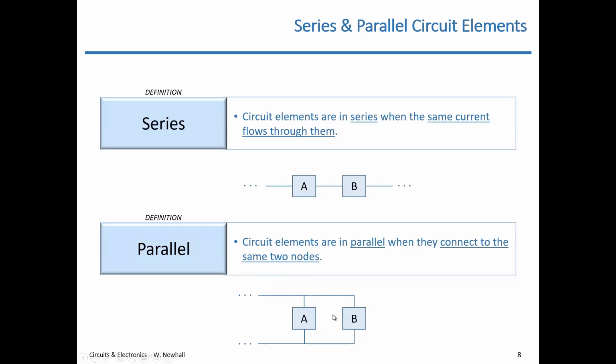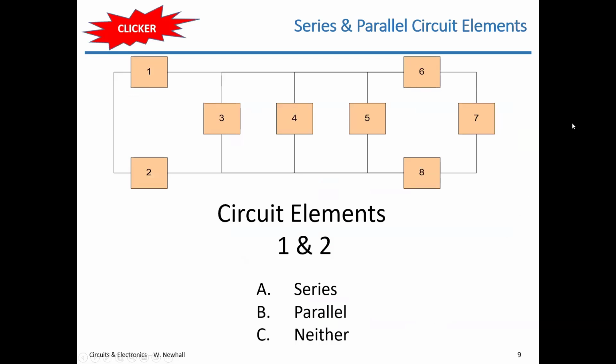And for your homework problem, if you can't quite see it, you might try circling your nodes. Circle them in different colors. Circle them in red, circle them in blue, and you'll see, oh, A and B connect between red and blue. They must be in parallel. Sometimes it's not so obvious. So let's give this a shot. Let's do a clicker problem with series and parallel elements.